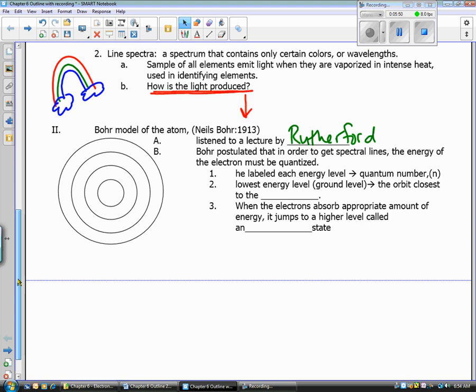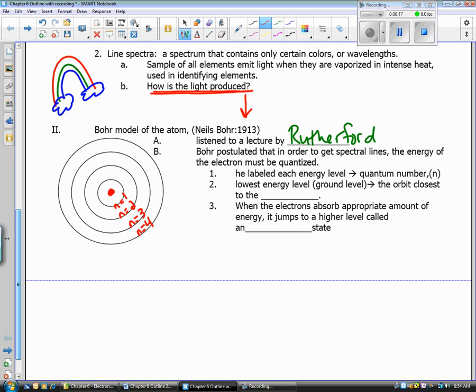Okay, he postulated that in order to get spectral lines, or lines of color, the energy of the electron must be quantized, or given a number. Okay, it has to be given a value in order to understand what's going on. So he labeled each energy level with a quantum number, n. So let's say this is my nucleus right here. This first ring is n equals 1. This one is n equals 2, n equals 3, n equals 4.